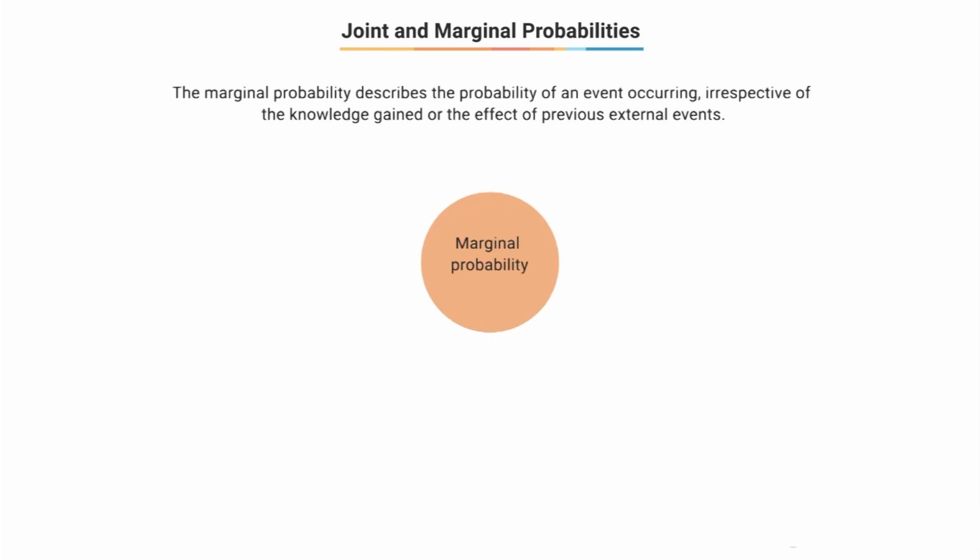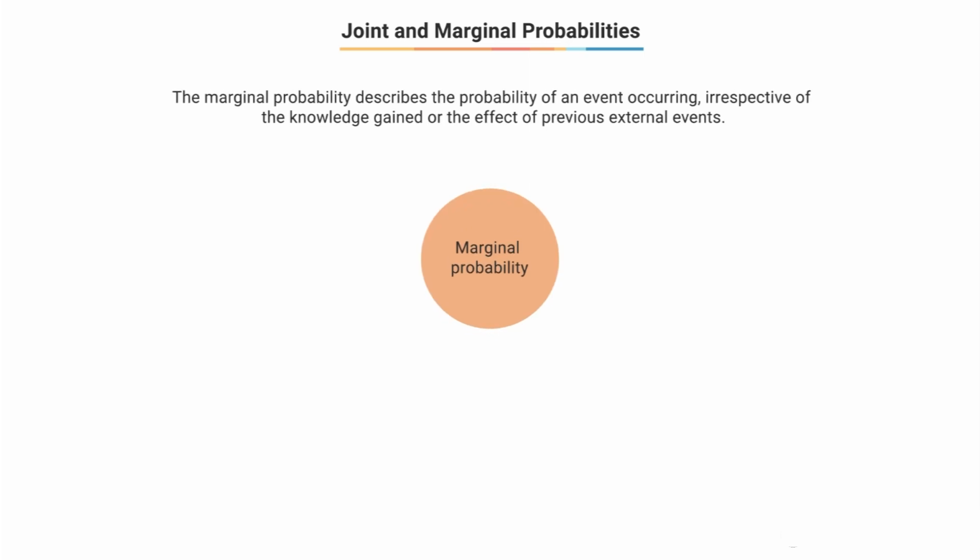So basically, the marginal probability describes the probability of an event occurring irrespective of the knowledge gained or the effect from previous other external events. So once again, the marginal probability of B1 is nothing but probability of B1, which is equal to 0.14.